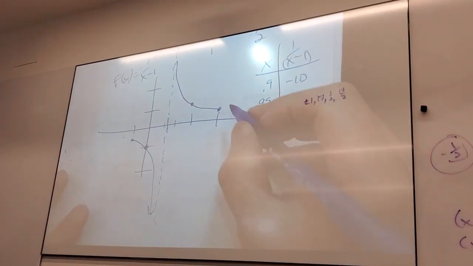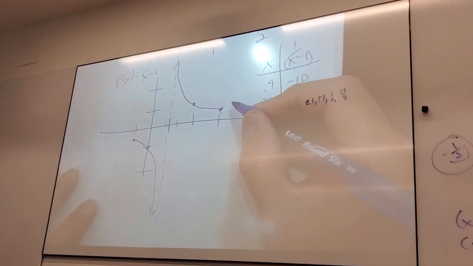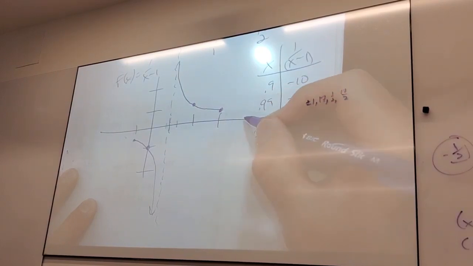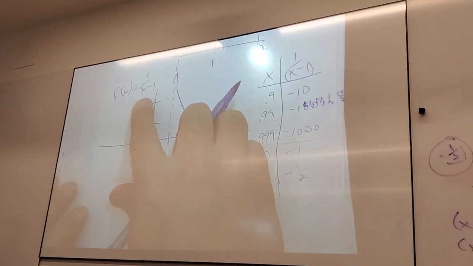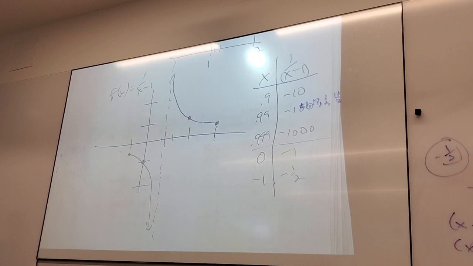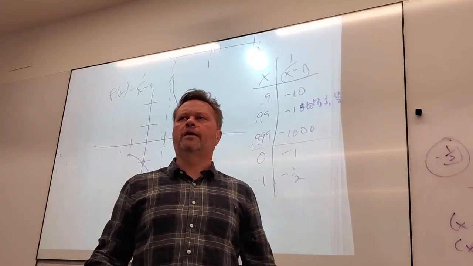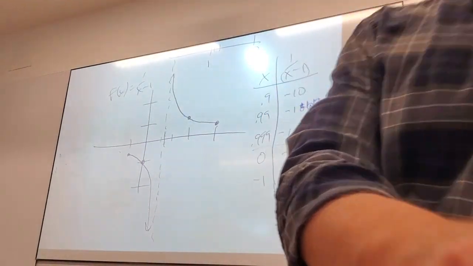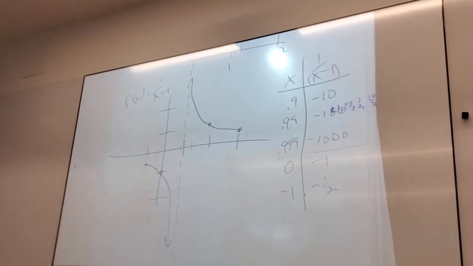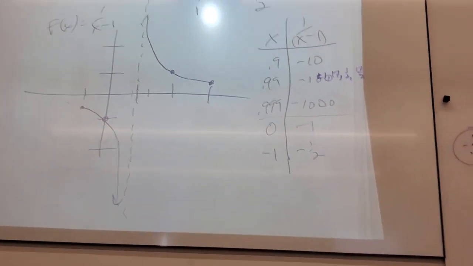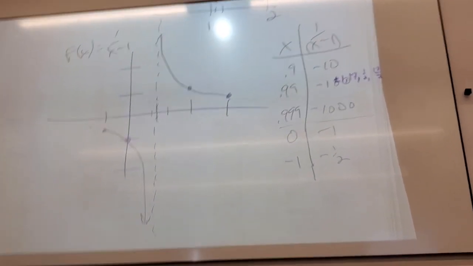Now, I haven't filled this stuff in yet. Like, what's it do from here? Can anyone tell me very quickly if this guy has any x-intercepts? What would have to be true for it to have an x-intercept? How do you find the x-intercept of something? Am I even pointing the right way? Say again? Is that y equals 0? Yeah, good. And where's y?